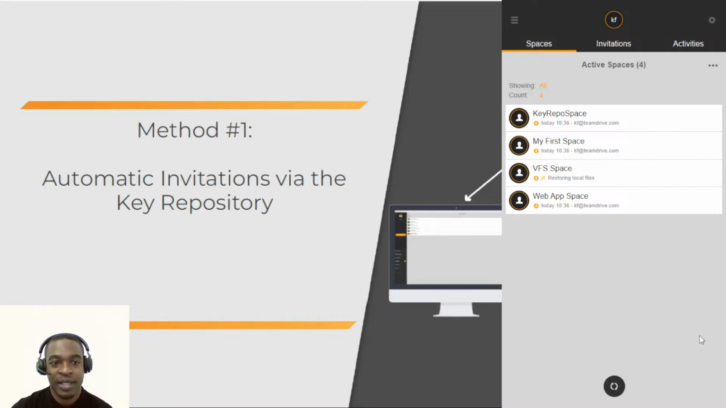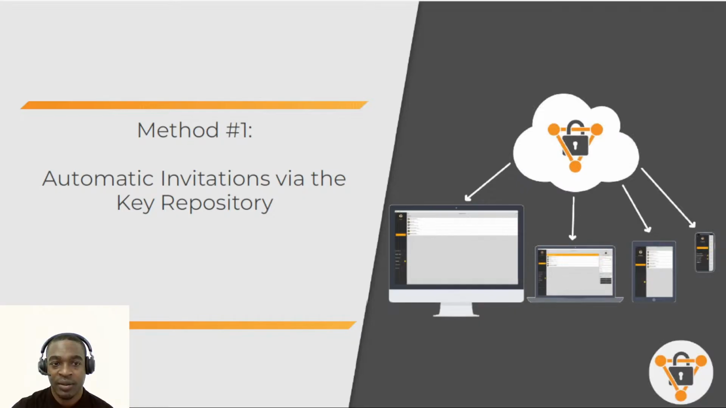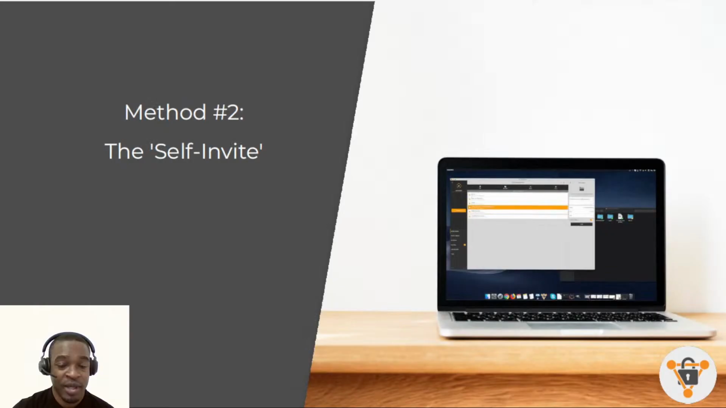Okay, so while that continues to join, we'll move on to the next method. The next method is the self-invite. For a self-invite, you will need to have multiple installations. For example, TeamDrive on one of your computers and also on a cell phone or a tablet. So for this scenario, I'll simply create a secondary installation and invite myself to it.